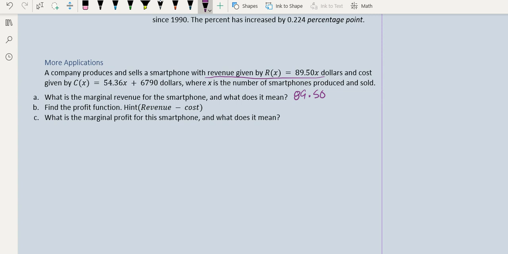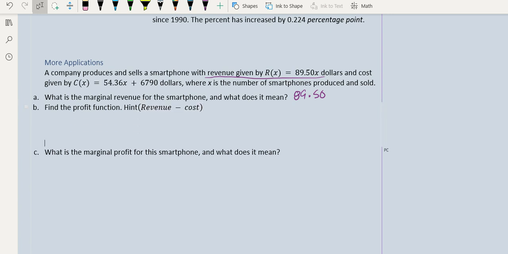So the profit function, I gave you a little bit of a hint, tells us you do the revenue minus the cost. So what is my revenue function again? 89.50x minus the cost function, which would be 54.36x plus 67.90. Okay?